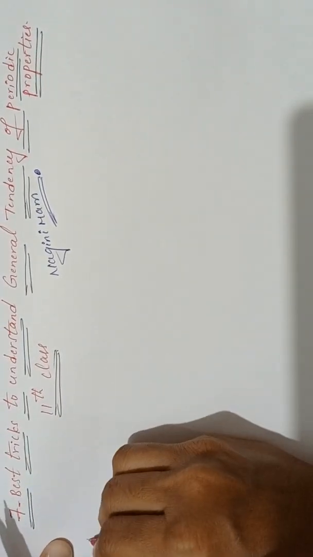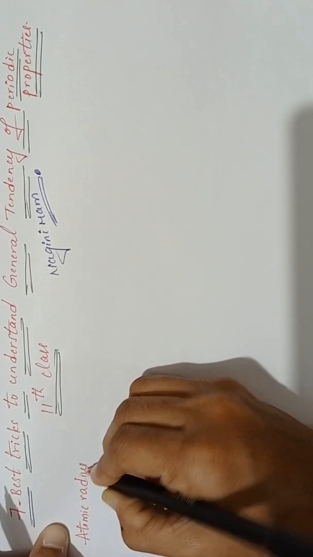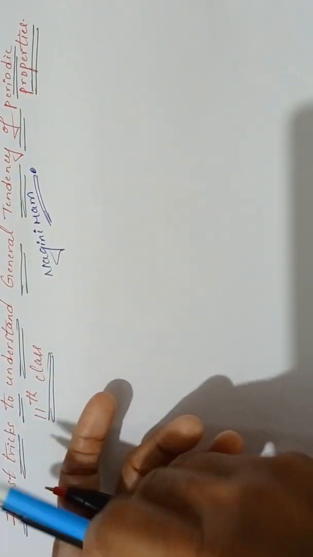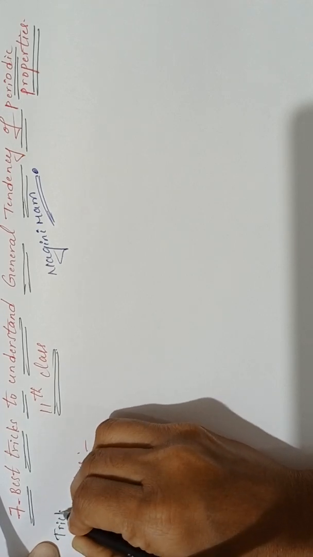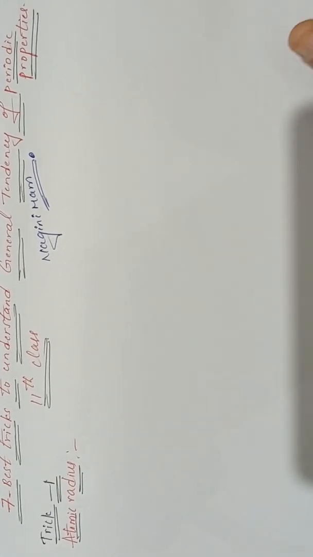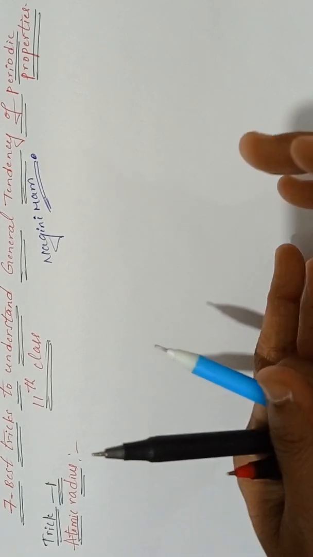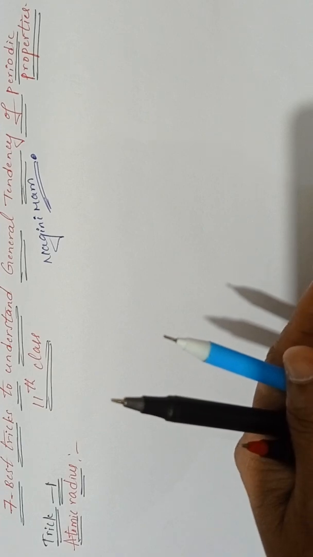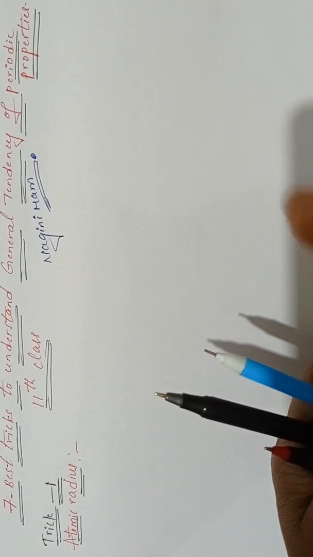Atomic radius. First property, students, atomic radius. This is trick number 1. Here in trick number 1, we are going to discuss atomic radius. What is atomic radius? Atomic size or atomic radii is nothing but the distance between the nucleus and the outermost shell of an atom. That is called the atomic radius.